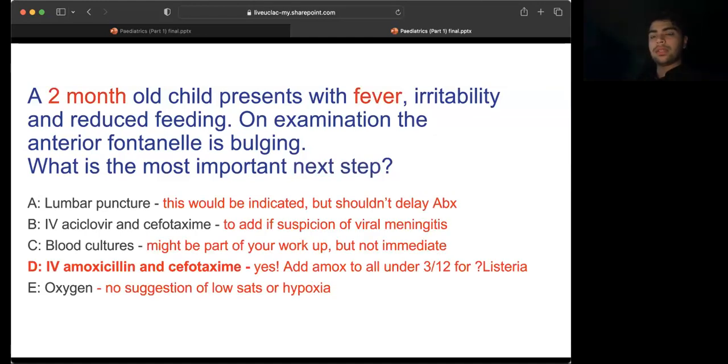Yeah, so the answer in this case is D, IV amoxicillin and cefotaxime. And the reason that is because we're suspecting bacterial meningitis in this child. So we need to give them antibiotics. And because they are younger than the age of 3 months, we give amoxicillin to cover for listeria, because listeria meningitis is more common in extremely young neonates, so below the age of 3 months, and also in the elderly or anyone immunocompromised. So if we go on to the next slide.